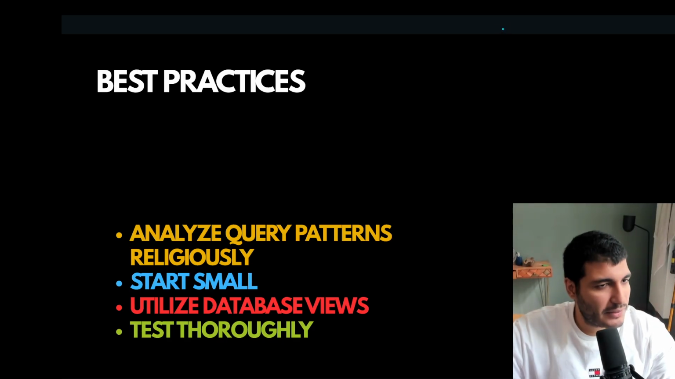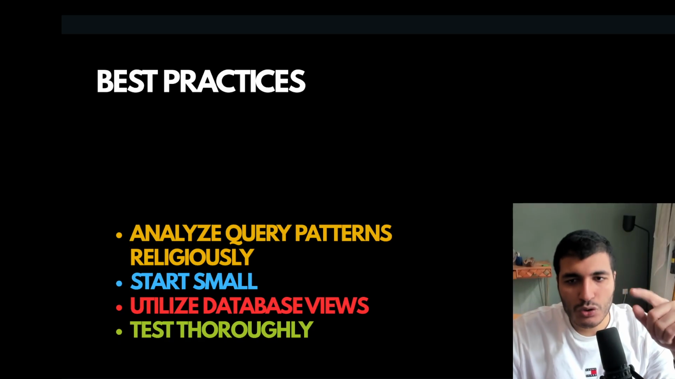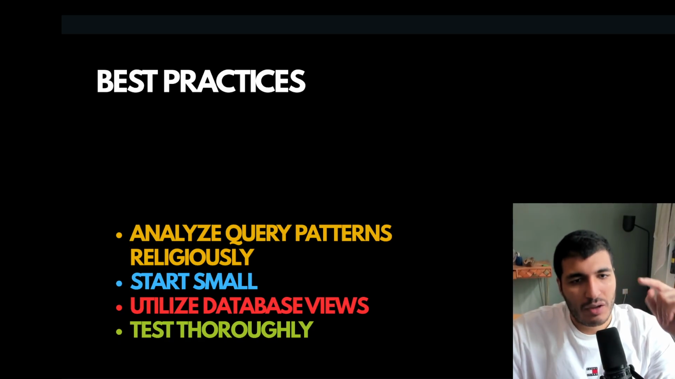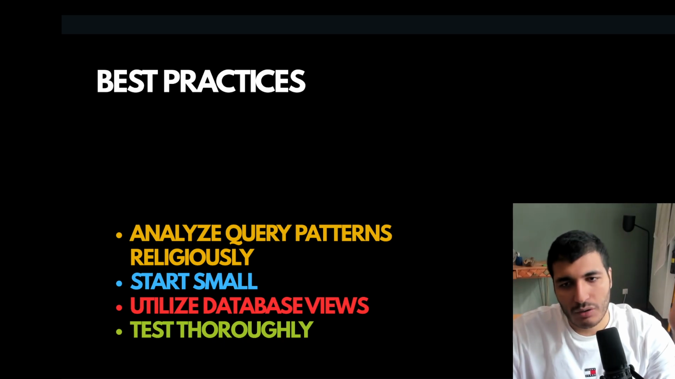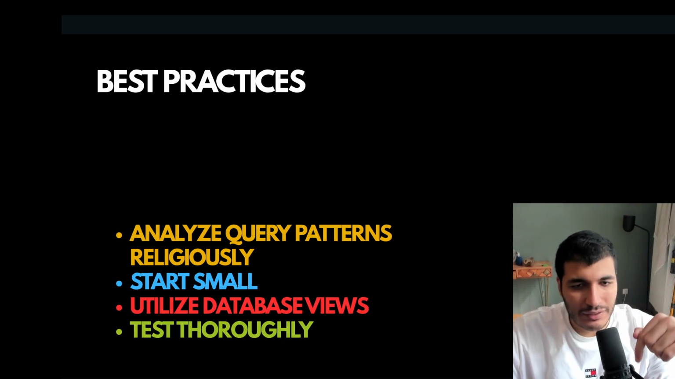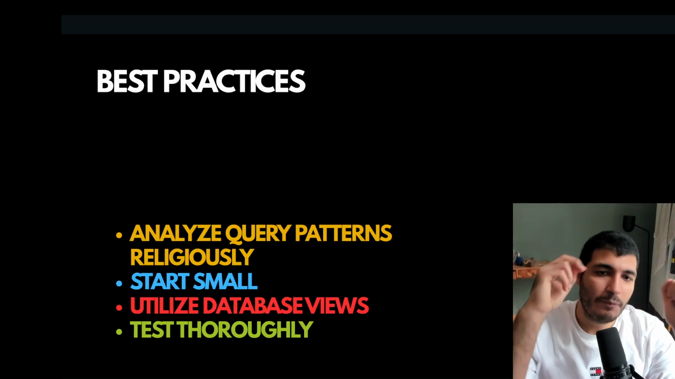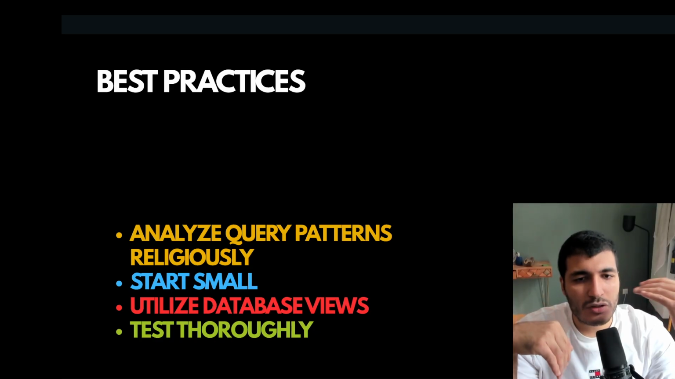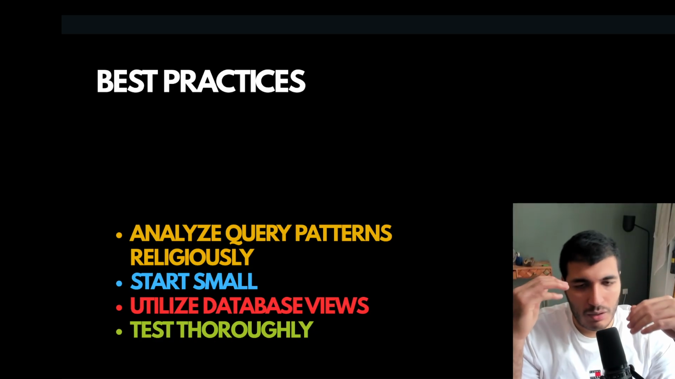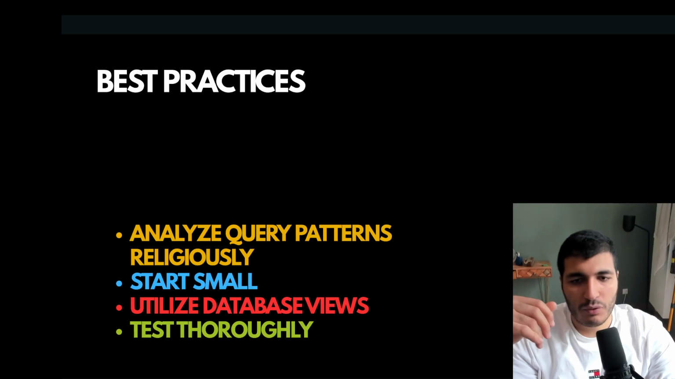Okay, let's talk about some best practices. So first, you need to analyze query patterns religiously. Don't guess. Use your database monitoring and query analysis tools to get real data on which columns are accessed together and how frequently. This data should drive your partitioning decision. Number two, start small. Don't try to partition your entire database at once. Consider applying this strategy only to the most problematic performance bottleneck tables first. Prove the concept and benefits before expanding it.